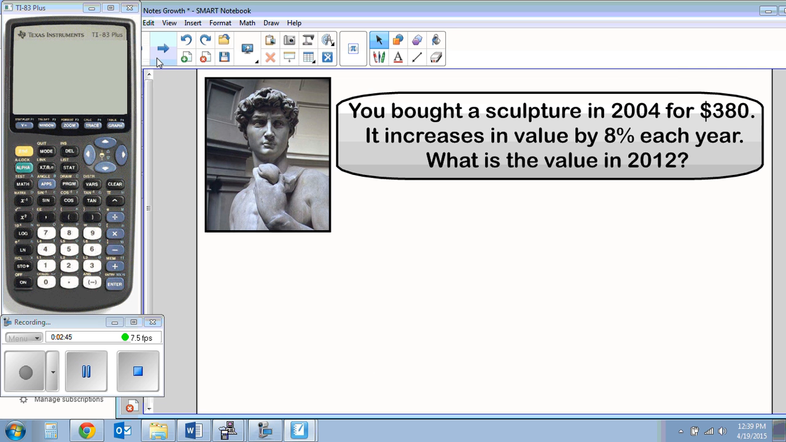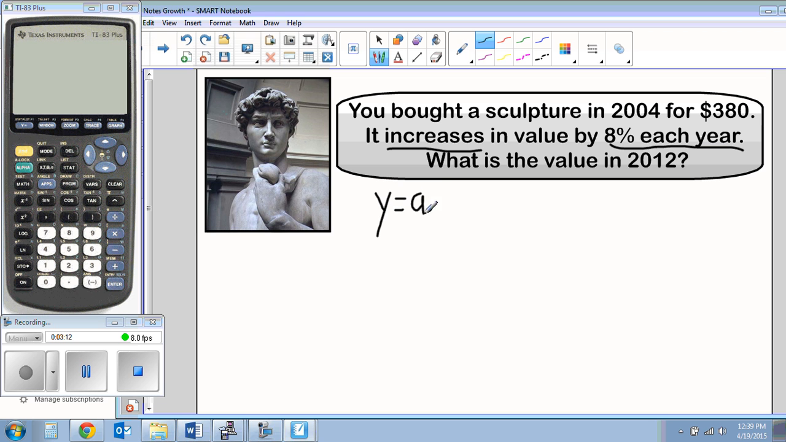So our first question says, you bought a sculpture in 2004 for $380. It increases in value by 8% each year. What will the value of that sculpture be in 2012? I know that this is going to be an exponential growth problem because of this word increase, and it's increasing at a steady rate of 8% each year. So that means I'm going to use the equation y equals a times 1 plus r, because I'm adding the rate since it's growth, raised to the power of t.